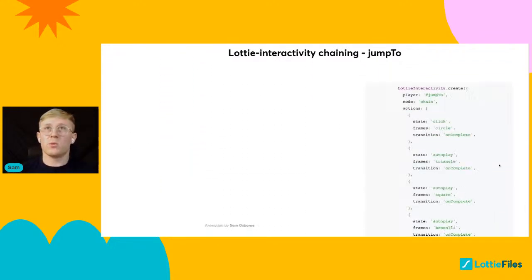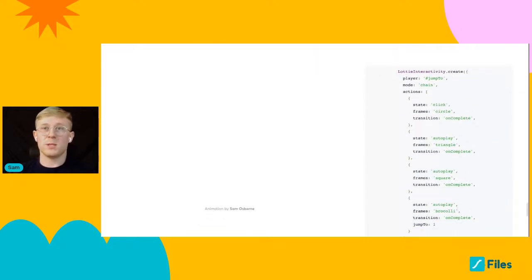So last but not least, we have jump to, which is just a little property which allows you to jump between the different actions once the action defined has been completed. So at the end, we're going to jump to index 1, which is actually the triangle action. So this just means you can hop around the different actions if you want to.